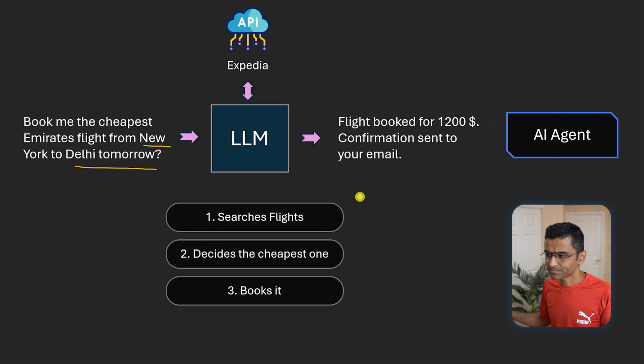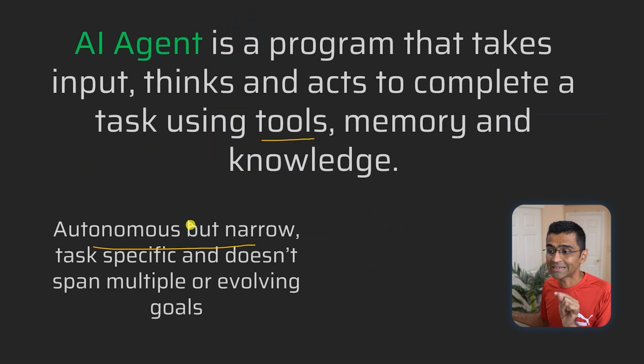So if you think about it, it first searched for a few flights. Let's say it found 5 flights. Then it decided which is the cheapest one. Let's say this is the cheapest one. So it decided that in an autonomous fashion. Okay, it did not ask you. It decided that, hey, this is the cheapest flight. And it also booked it. You see? So that is why we are saying it is autonomous. Okay, so that is your AI agent.